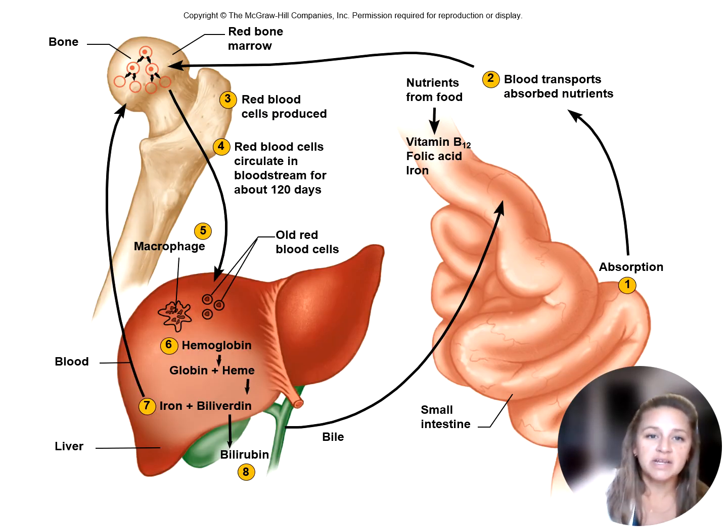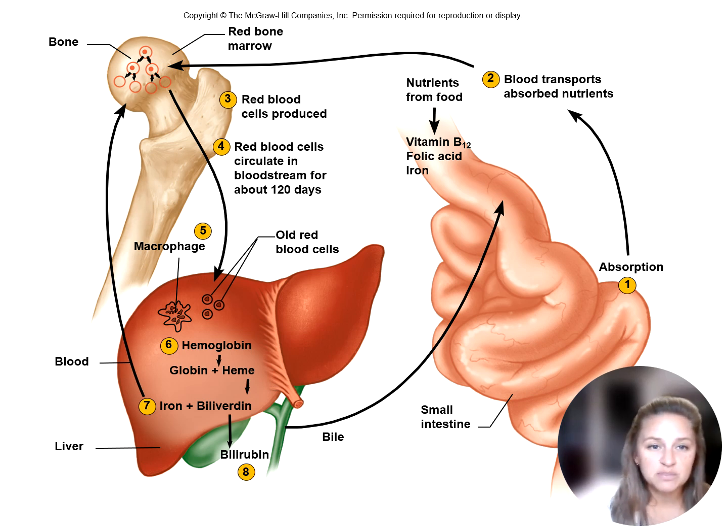So this is showing the steps of red blood cell formation. So the nutrients that we need are absorbed in our digestive system, and then the blood transports the absorbed nutrients to the red bone marrow, and this is the site of the hematopoiesis, or the making of the new red blood cells. From here, the red blood cells are made, and they circulate in the bloodstream for about 120 days.